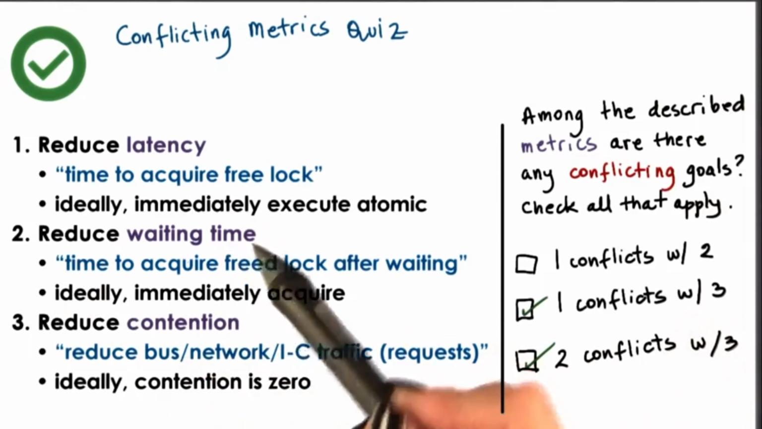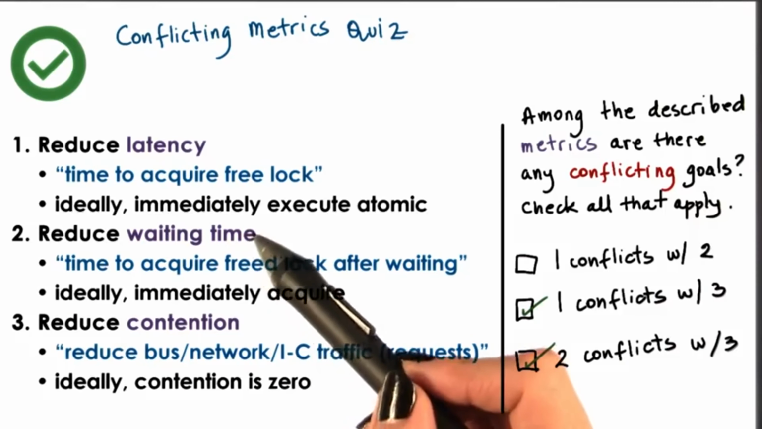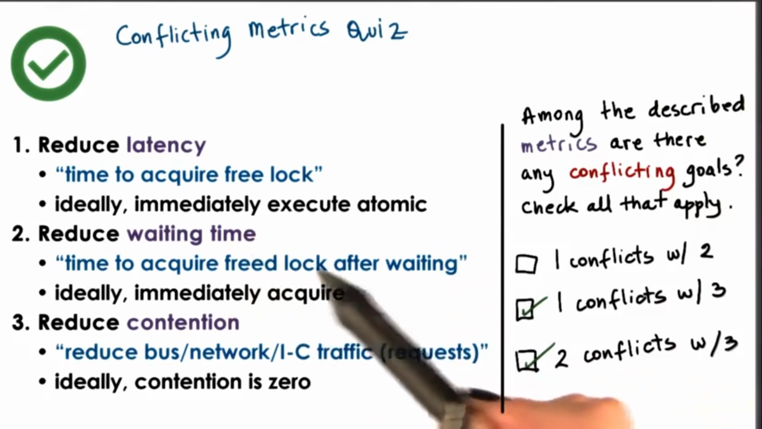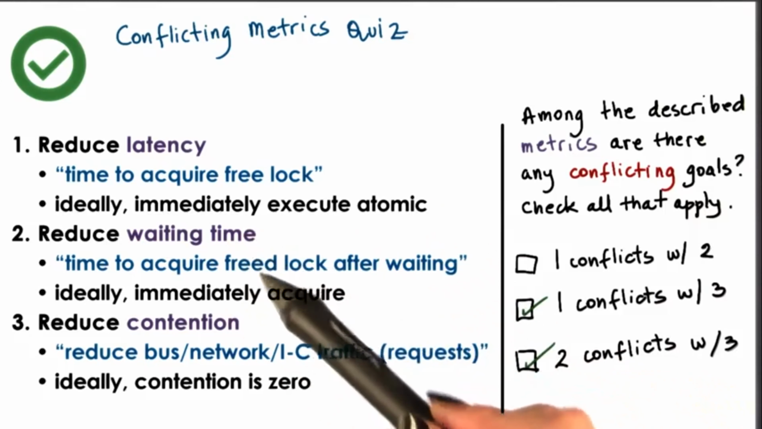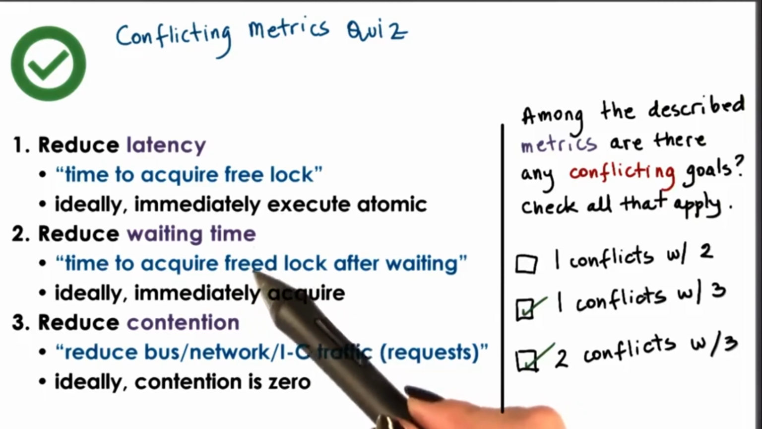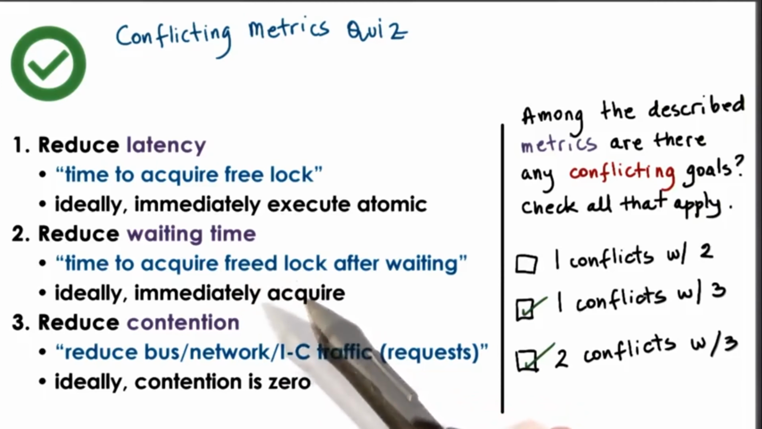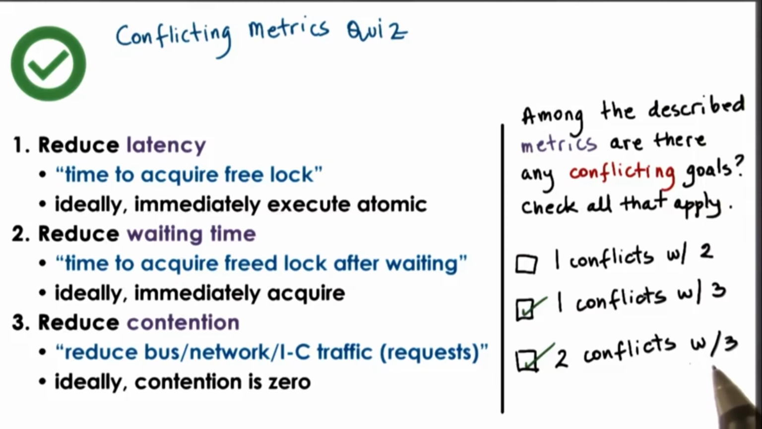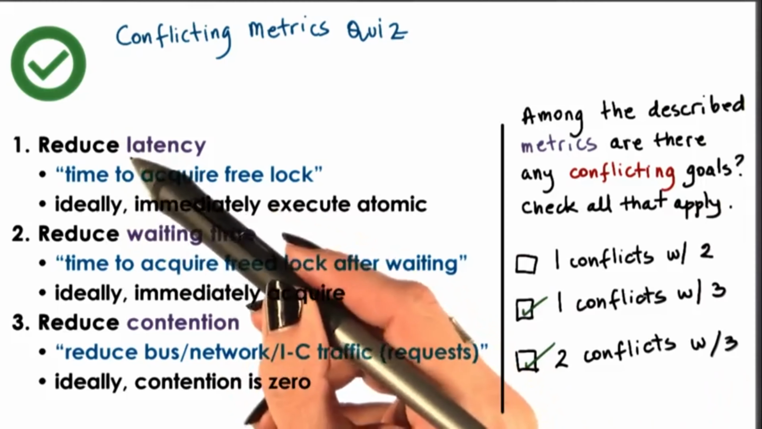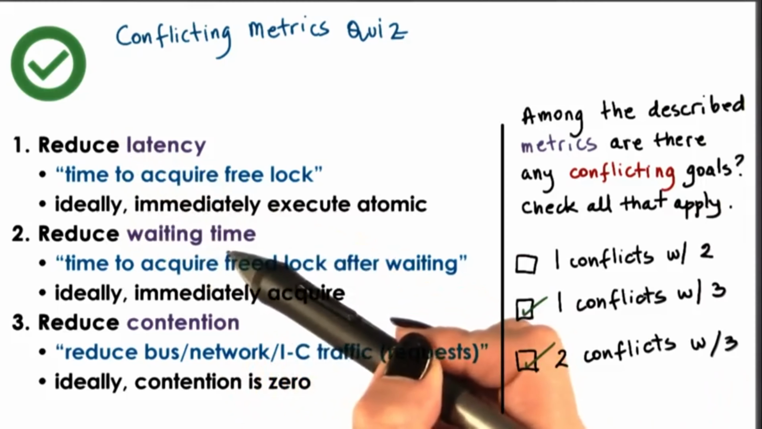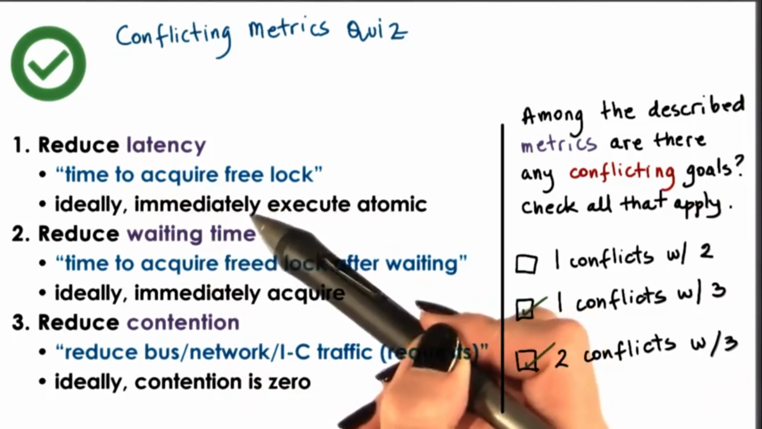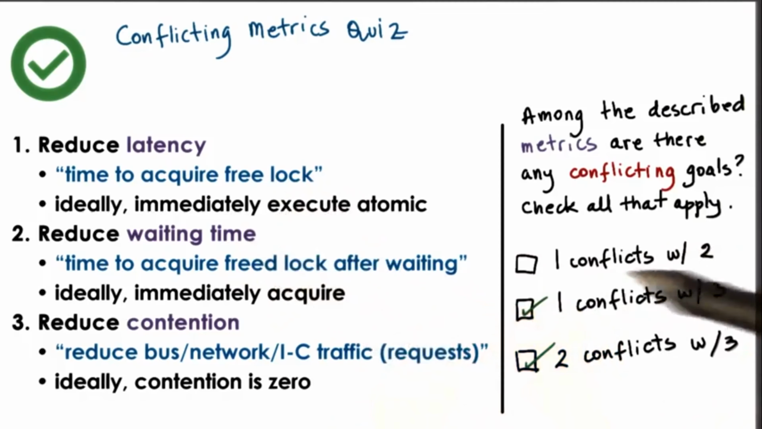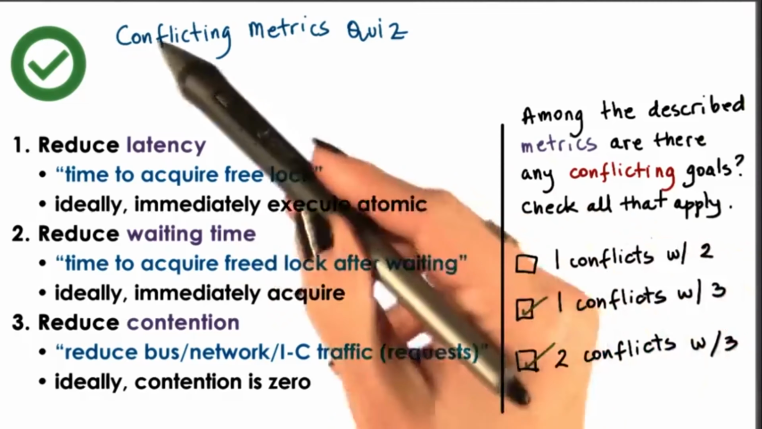Similarly, with 2, if we want to reduce the waiting time, the delay, then we have to make sure we're continuously spinning on the lock as long as it is not available, so that we can detect as soon as possible that the lock is freed and we can try to acquire it. Again, this will create contention, and so 2 is conflicting with 3. As for any conflict between reducing latency and reducing waiting time or delay, it is hard to answer this in a general case. It will really depend on from one algorithm to another. So we're not going to mark this answer as a conflicting one.